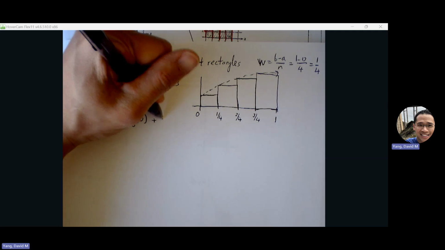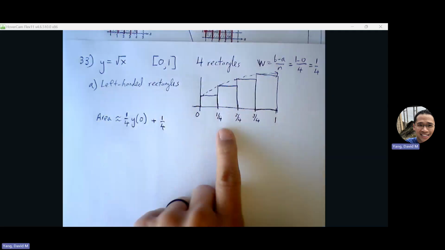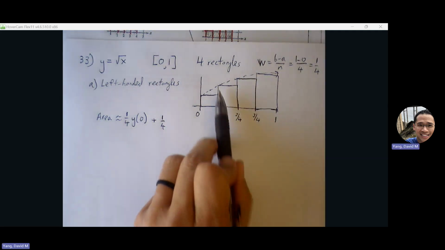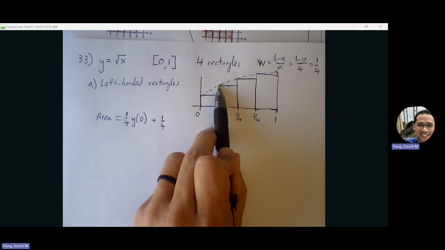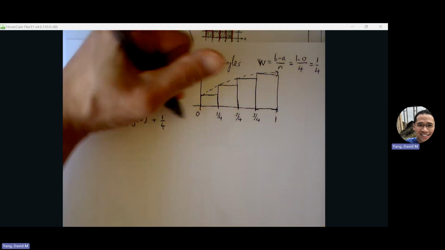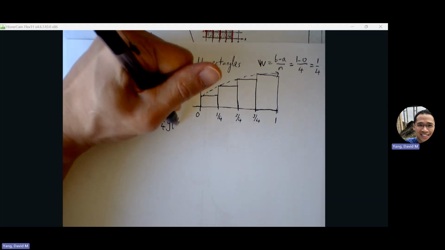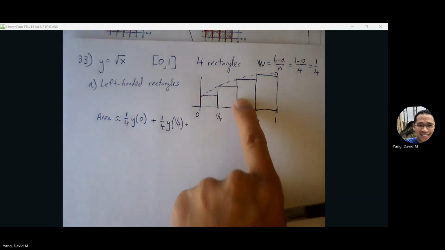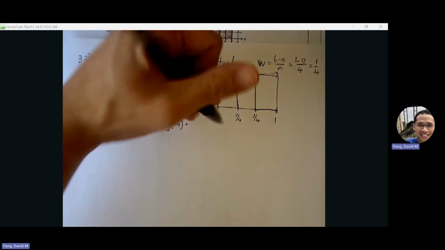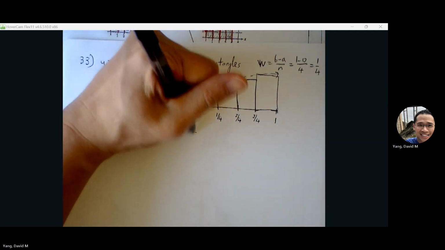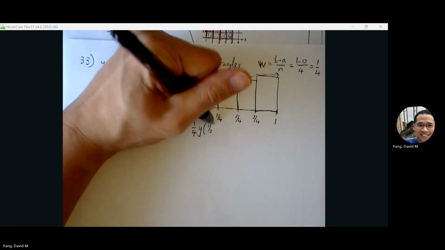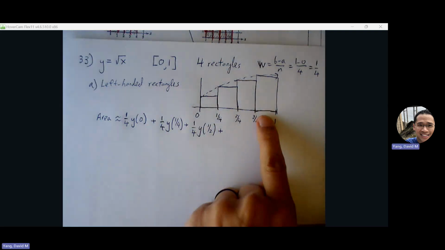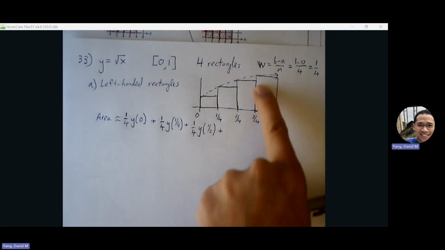Second rectangle, width is still 1/4. And then I need to attach 1/4 to the curve to get to that point, because I want that point to represent the height of my second rectangle. So y of 1/4. Third rectangle would be f of 2/4 or f of 1/2 or y of 1/2. And then last rectangle, I want to attach 3/4 to the function, so y of 3/4.